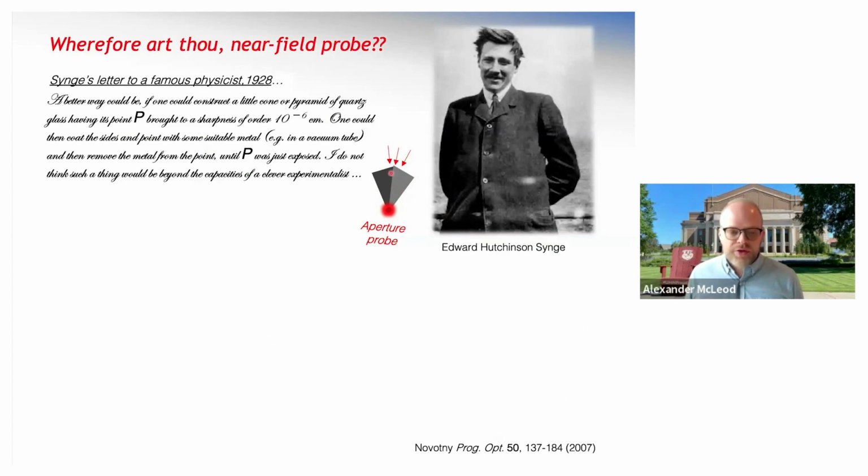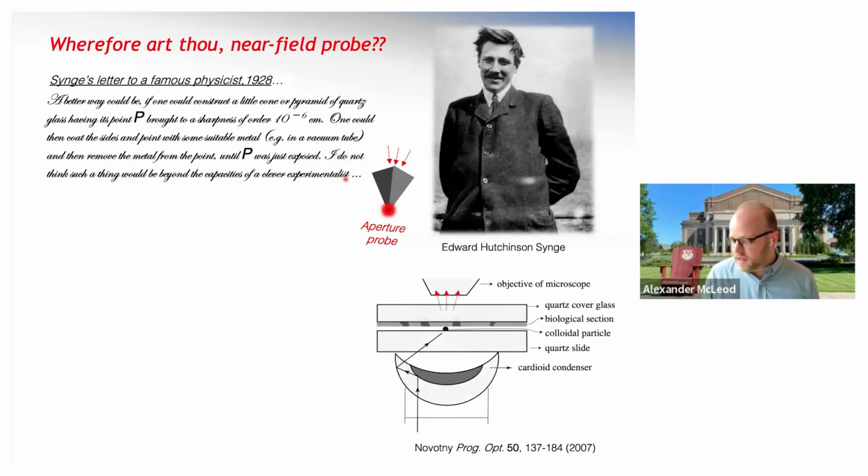Now, the truth is this letter that Synge wrote to a famous physicist arrived at the doorstep of Einstein, who, although Synge said, "I don't think that such an idea would be beyond the capacities of a clever experimentalist," Mr. Einstein was very suspicious and suggested that it might be way too cumbersome, maybe even impossible to pull off. And so Synge came up with a slightly different idea.